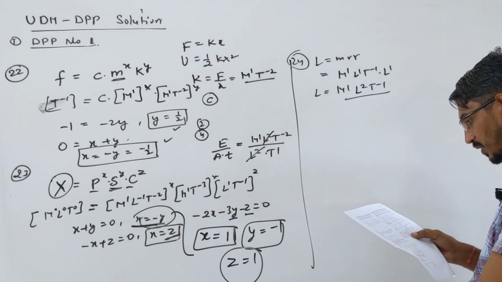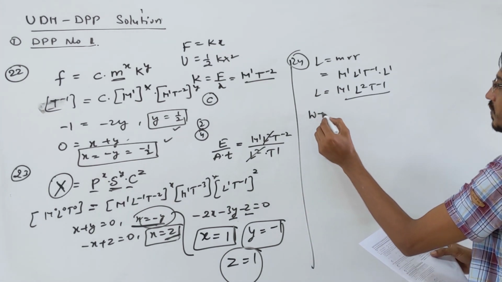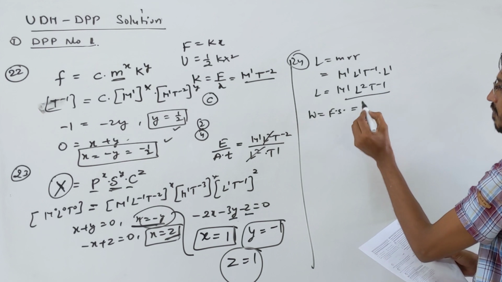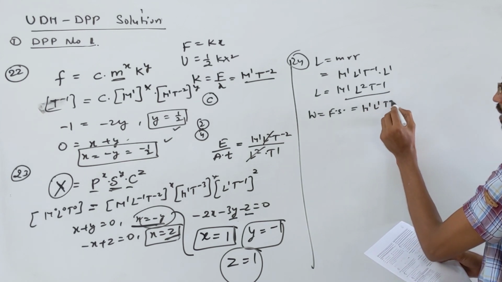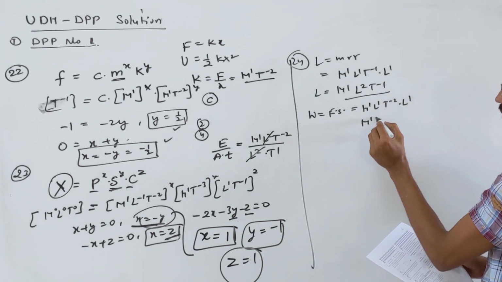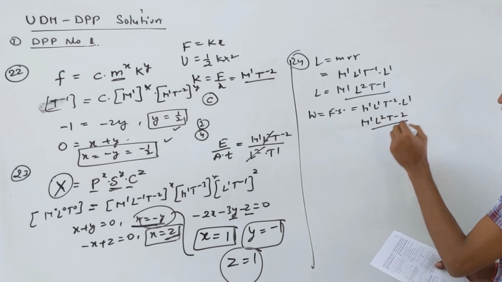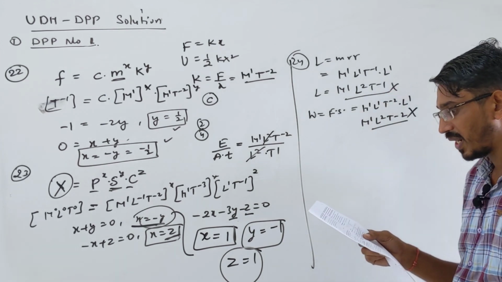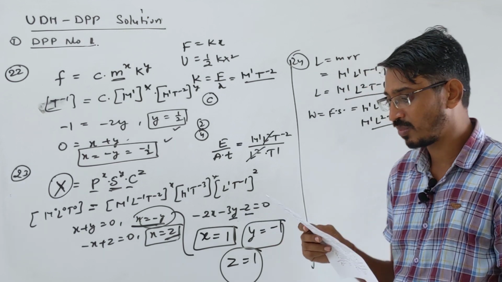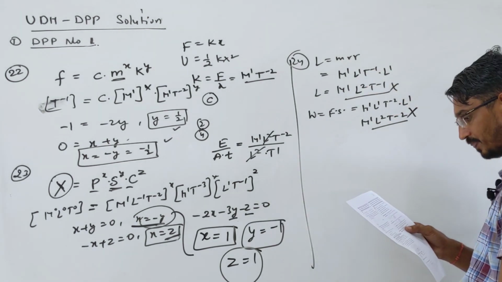Energy dimension is simple, which we know. Work or energy: work is force into displacement, or energy, same thing. M power 1, L power 1, T power minus 2 into L power 1. So it becomes M power 1, L power 2, T power minus 2. So these are not matching. They are asking which pair has the same dimension. So the first pair, angular momentum and work, doesn't have the same dimension.